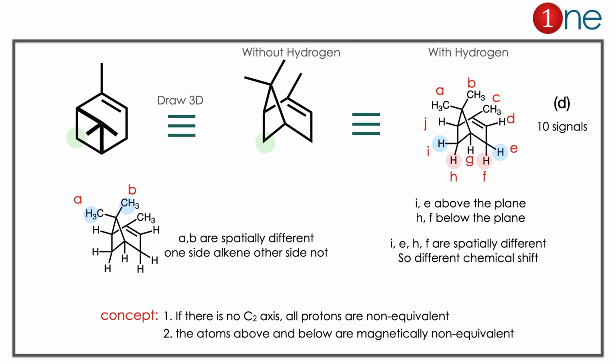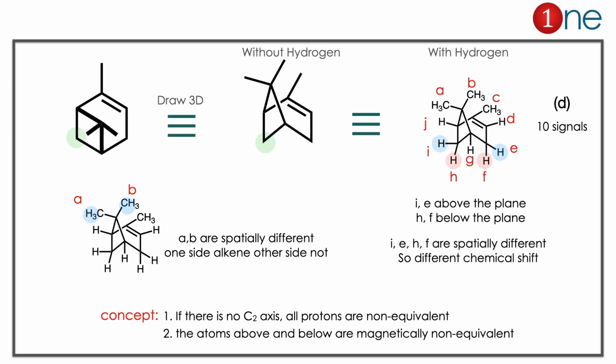Here the important thing is everything will have a single NMR value, non-equivalent, so it will be 10 signals. Let us see how. A and B will be different because electronically they are different too. Alkene is on one side, other side normal carbons. Similarly the hydrogens: here you can see the hydrogens are above the plane and hydrogens are below the plane. So they behave differently, they are magnetically different. So there are the 10 signals there.